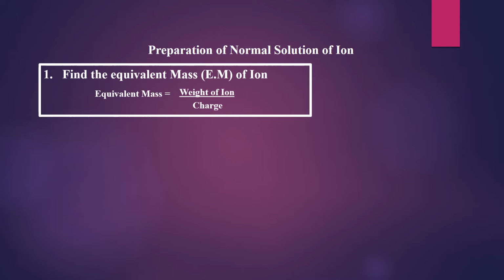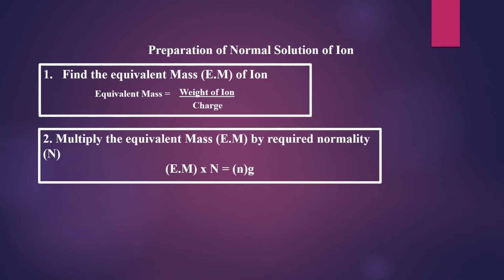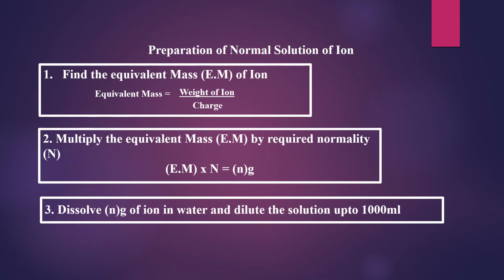In this video we will learn in detail with examples the preparation of normal solution of ions. To prepare normal solution of any ion, always follow these 3 steps. First of all, find out the equivalent mass of ion. As I mentioned earlier, for finding equivalent mass of ion, just divide mass of ion with its charge. Then, multiply the equivalent mass by required normality. Take the coming mass of ion, dissolve it in water and dilute the solution up to 1000 milliliters.